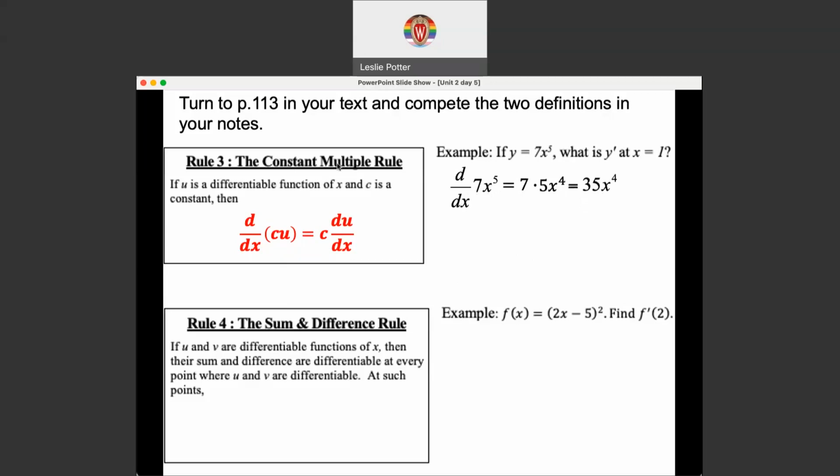That's why we call this the constant multiple. We're taking the constant and we're multiplying it through. And you will get good at this very fast. You will just see this as 35x to the 4th.